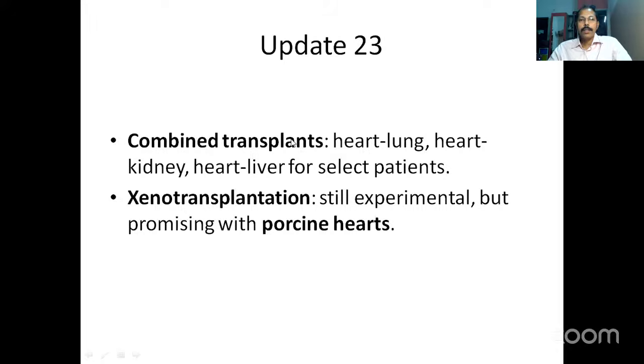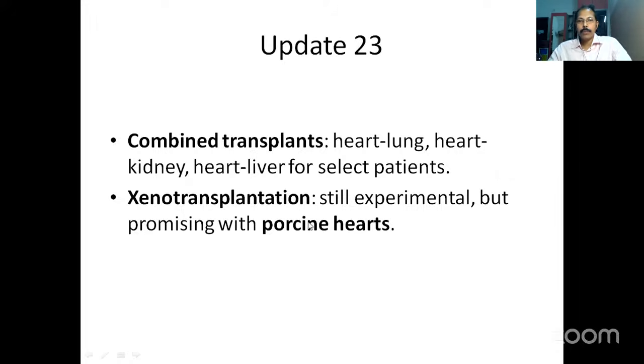And in some individuals where the patient has lung disease also, we can combine heart and lung transplantation. And we can also do heart and kidney transplantation. And we can also do heart and liver transplantation at the same time.